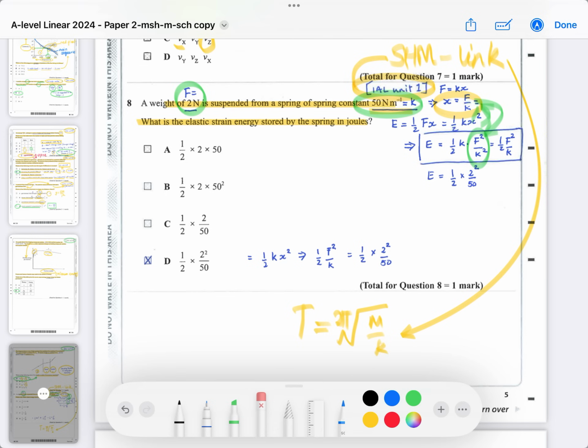So let's just get rid of some of these scribblings. You put F over k instead of x, and then you can see that it's half F squared over k. Half F squared over k is what we want to simplify it to. So this goes in there, simplified. Then you put the numbers in, and you see it's half times 2 squared over 50. And that is D.